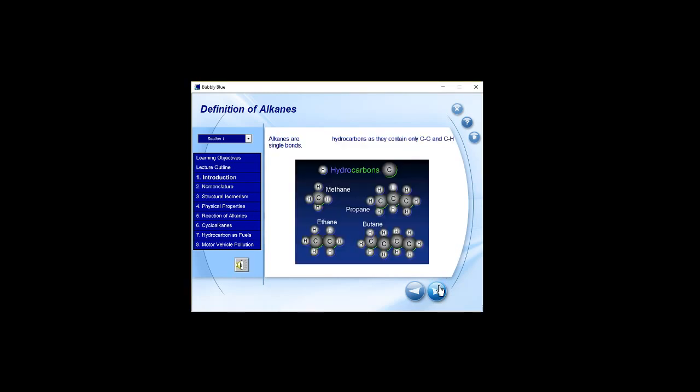So, what does the word saturated mean? The word saturated actually means that alkanes contain only C–C and C–H bonds.